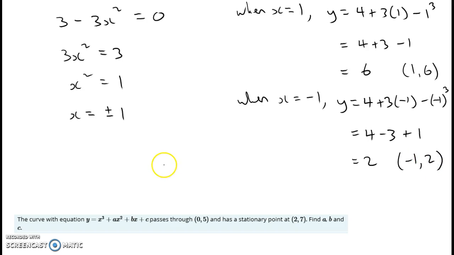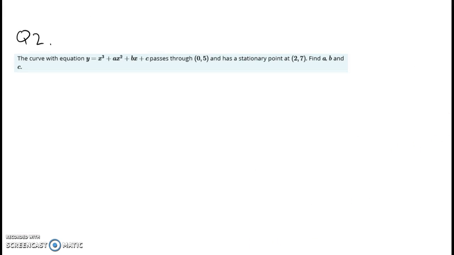And let's just summarize by saying, therefore, stationary points at (1, 6) and (-1, 2). So in other words, at those two points, the gradient of the tangent is equal to 0. Alrighty, let's have a look at one more question.